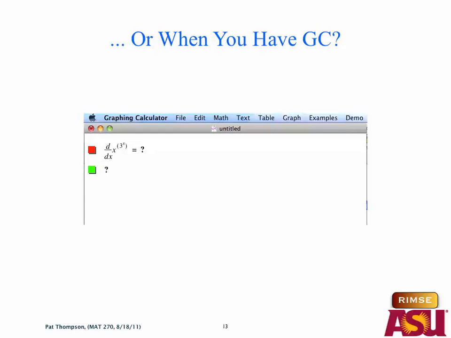This is a graphing calculator, which hopefully you've all downloaded by now. Here's another calculus problem, the derivative of x to the 3 to the x. It's a very complicated derivative, and we might spend half a class learning a procedure for finding this derivative. In moments, the graphing calculator just tells you the answer. So we have this technology that can just do it for us.